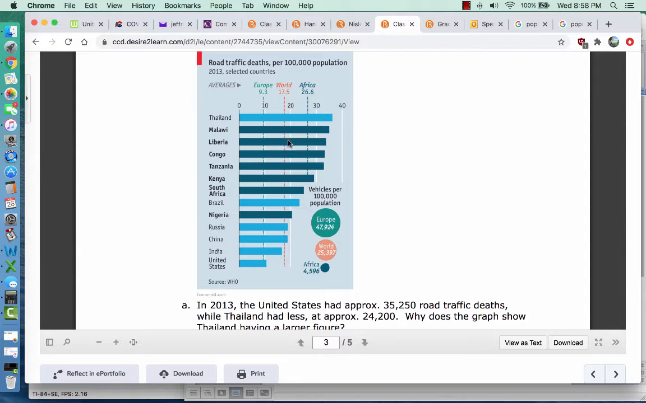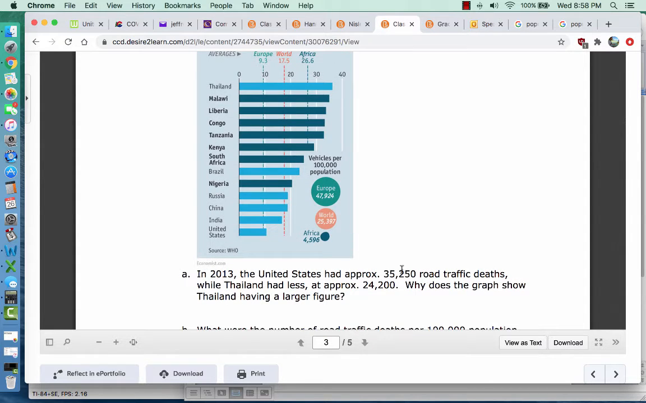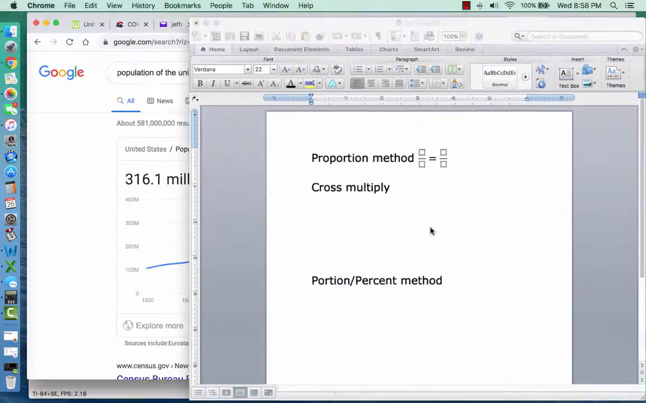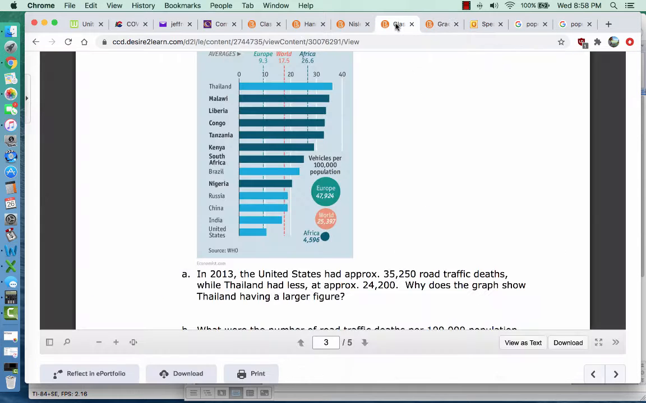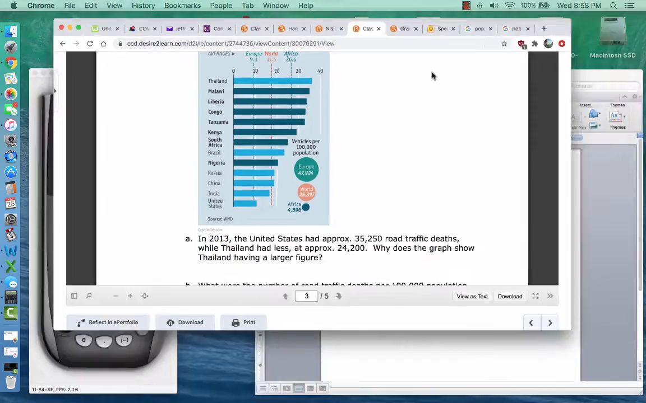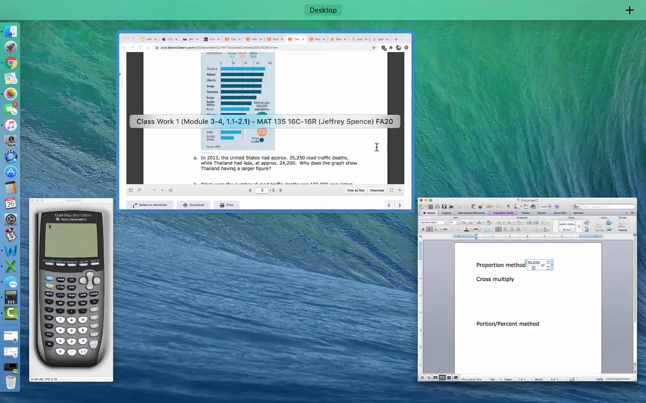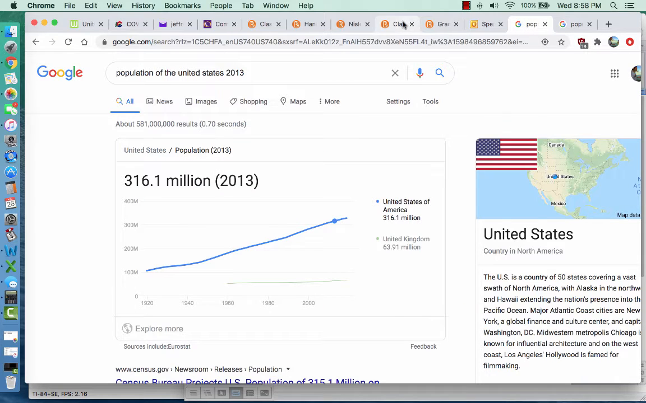So let's do the math. That's the main part of this video. Here it says the United States has 35,250 road traffic deaths. The United States population in 2013 was about 316.1 million. So I'm going to set up a proportion: 35,250 road traffic deaths in the United States for a population of 316.1 million.